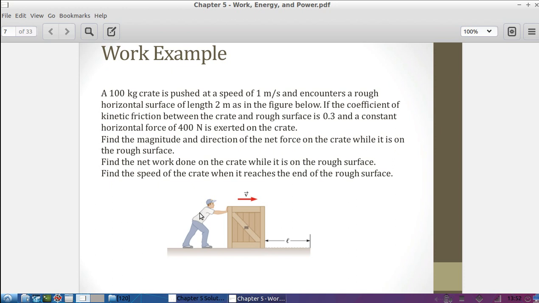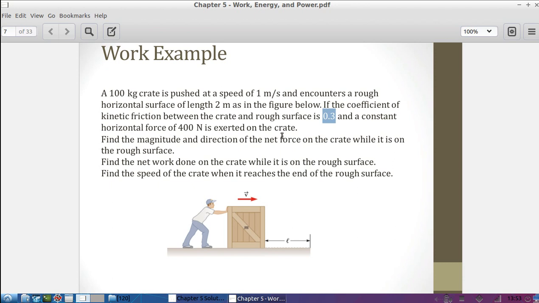Okay, this person is applying a force of 400 newtons. All right. I've got the coefficient of friction between the block and the surface. So I want the magnitude and direction of the net force on the crate while it's on the rough surface. Now what I did was, I believe I found the individual forces first in the x direction, so I may not have actually added them up, so I'll double check my solutions and then we'll get a solution there.